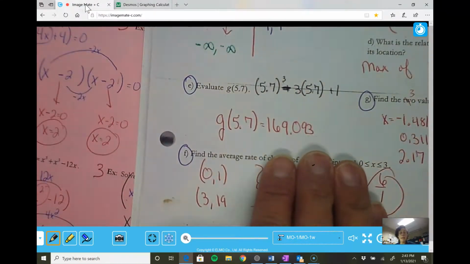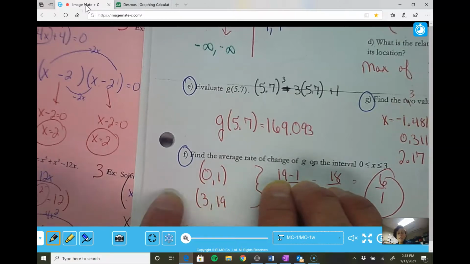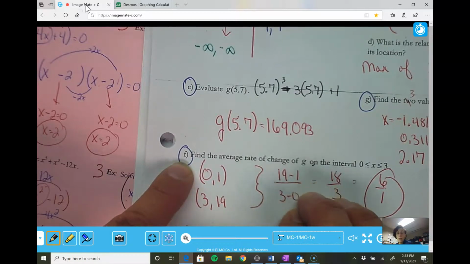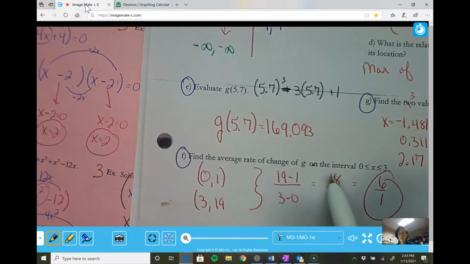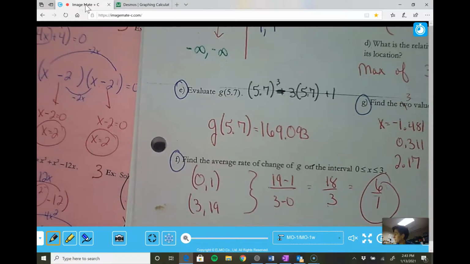Then I can write my slope formula, which is a fraction bar, and you put the y's in the numerator. So we chose 19 minus 1, which is 18. Then I subtract the x's the same way, 3 minus 0, which is 3. And then average rate of change always goes one step further to get the denominator to be 1. So we just divided that and we got 6 over 1.